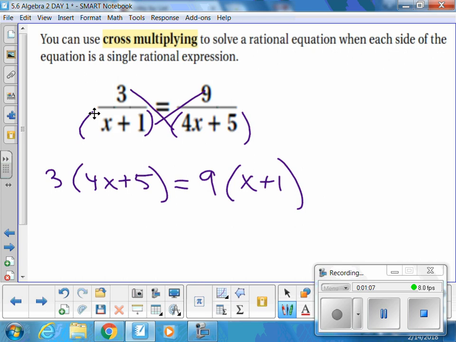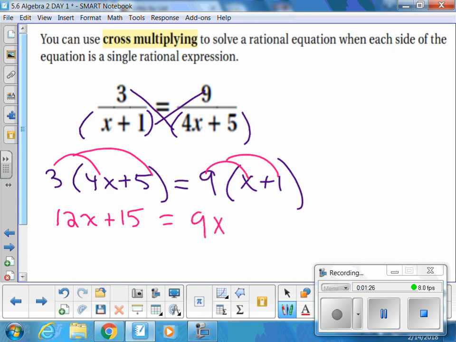And from here to the end, this one is very easy. I joked that my Algebra 1 kids probably could do this. And we're just going to distribute our 3 in, get 12x plus 15. Distribute our 9 in, get 9x plus 9.